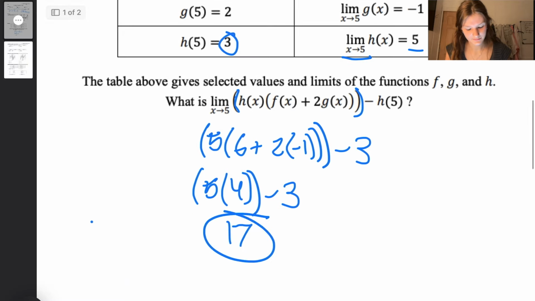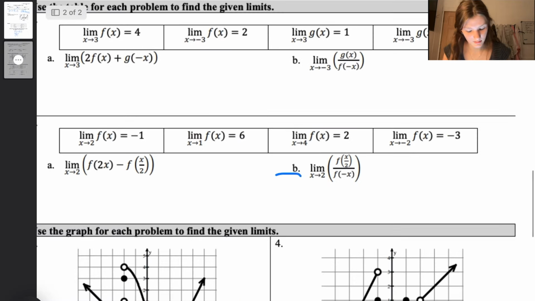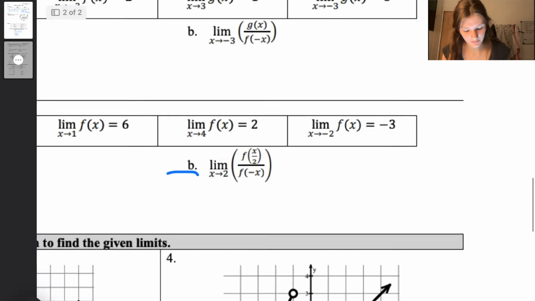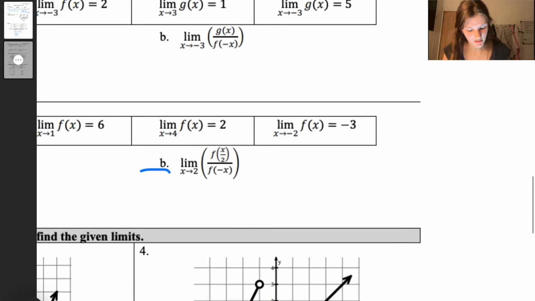That's our answer. I'm just going to go over B right here because I feel like it touches on the plugging in topic. So let's just rewrite it. If you see x over 2 negative x, it might just be easier to rewrite it. So limit of x approaches 2.